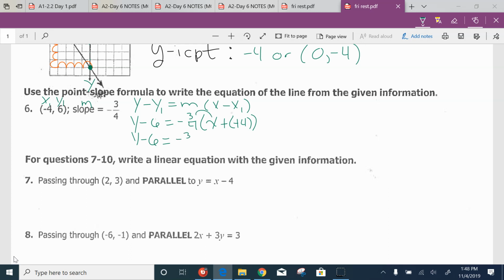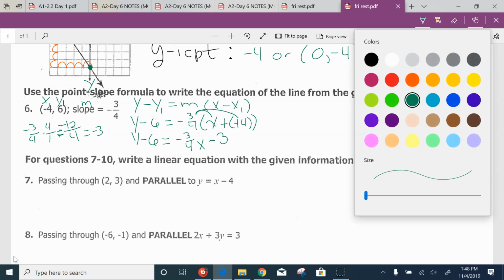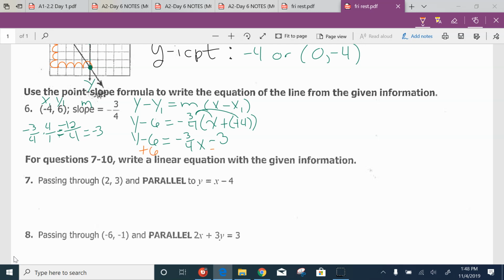-3/4 times x is -3/4 x. -3/4 times a +4, or 4 over 1, gives me -12 over 4, which is -3. So I have a -3 here at the end. Now I'm going to go ahead and add 6 to both sides. And my final answer turns out to be y equals -3/4 x. I take -3, I'm going to add 6, and I end up with +3. So there is my first answer.